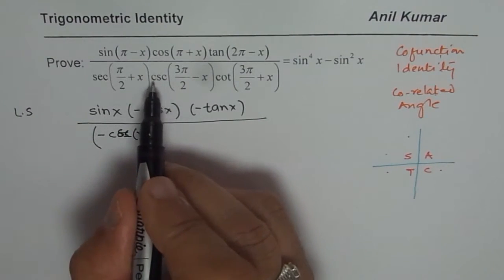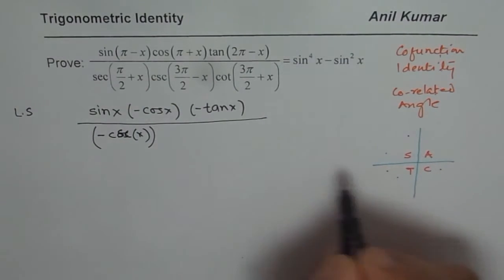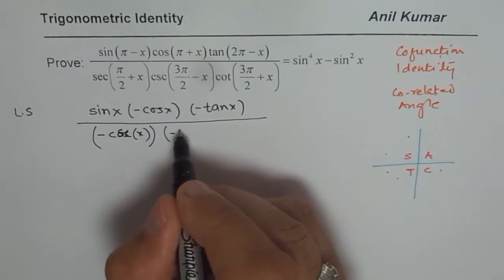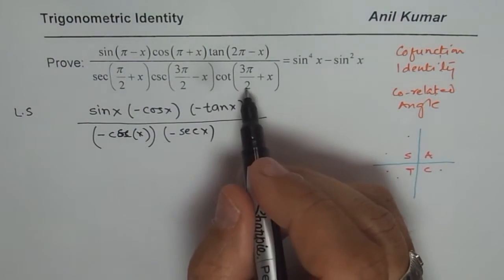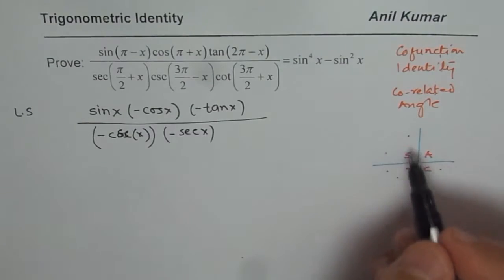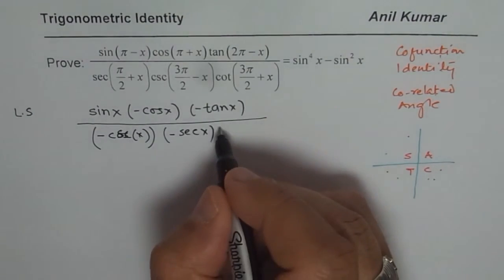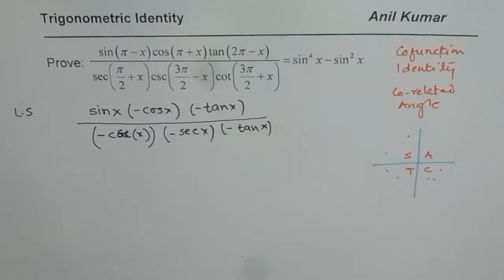Now cosecant 3 pi by 2 minus x. So you're here, and here cosecant is negative. So again negative, and that will be written as secant x. Cotangent 3 pi by 2 plus x brings cotangent in quadrant 4. This is also negative, and it is tan. So cot changes to tan. That is what you get on your left side.